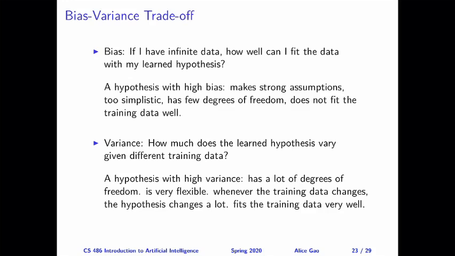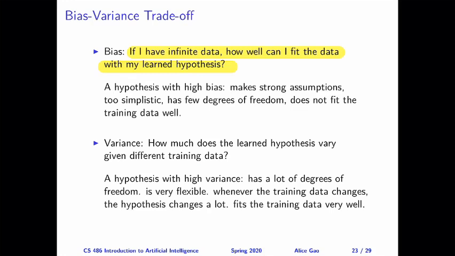When we think about the bias of a hypothesis, we think about this question. If I have infinite data, how well can I fit the data with my learned hypothesis? Notice here, data is not the issue. We have as much data as we want. So what is limiting us is the particular form of the hypothesis. So bias is about the effect of our model, of our hypothesis, on how well we can fit the data.